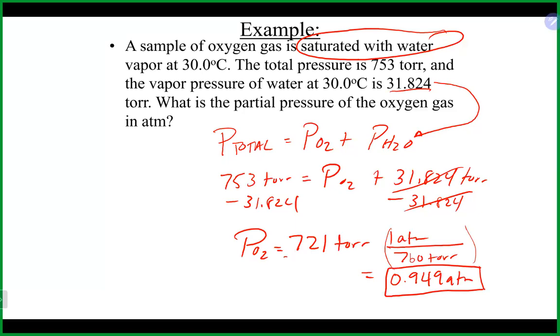So that value is basically the pressure of the dry oxygen gas in the situation, taking out water's contribution. That's a very common correction that you have to do, especially in experiments where you collect that gas with water. Any questions on that? Okay.